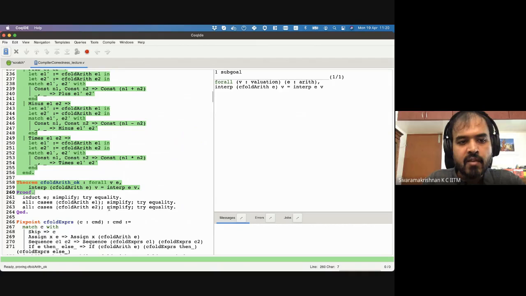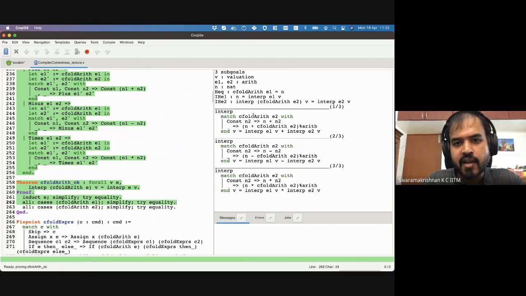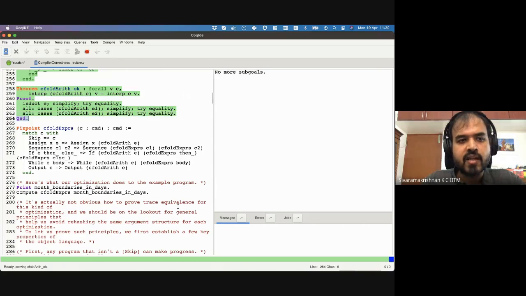So we prove this by induction on E, simplify and try equality for making the basic cases go through. And all we have is one match here, another match here. And because we have matches, we are going to do case analysis on the first match, simplify and try equality. One of those is gone, and we have the second match here. I'm going to do case analysis on that, and this actually proves that this is in fact the case. This proof is very simple, that's just a helper thing that we have on the side.